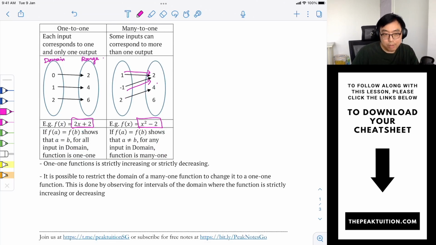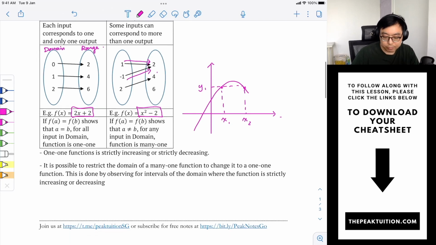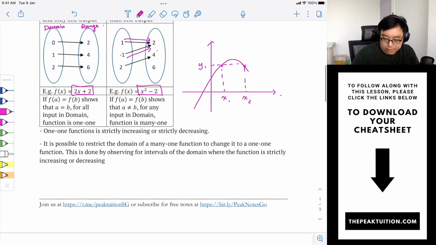One thing to note is that a one-to-one function is strictly increasing or strictly decreasing. This is because if you have a graph that is not strictly increasing, that means there's a turning point, right? And once there's a turning point, you notice that there are two x values that give you the same y value. And if that's the case, then it's not one-to-one anymore. It's a one-to-many. No, sorry, many-to-one. Okay? It's a many-to-one.